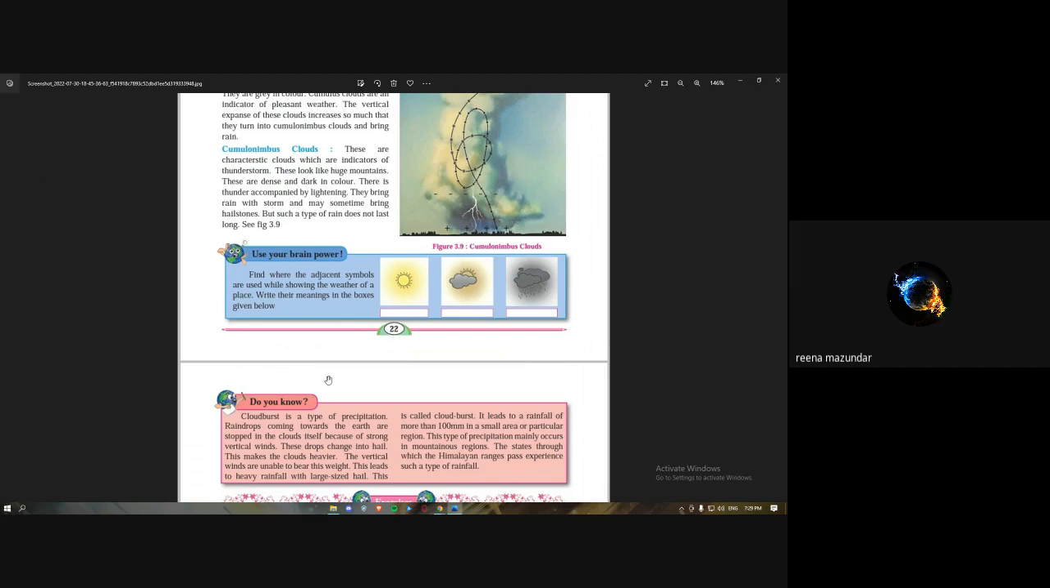See, it is given: cloud burst is a type of precipitation, where raindrops coming towards the earth are stopped in the clouds itself because of strong vertical wind.